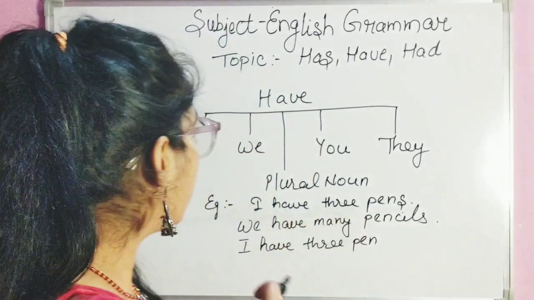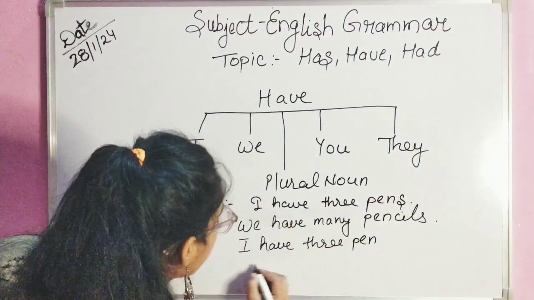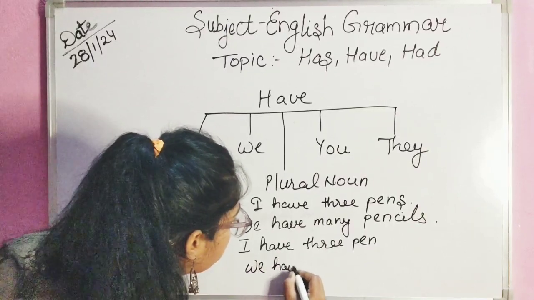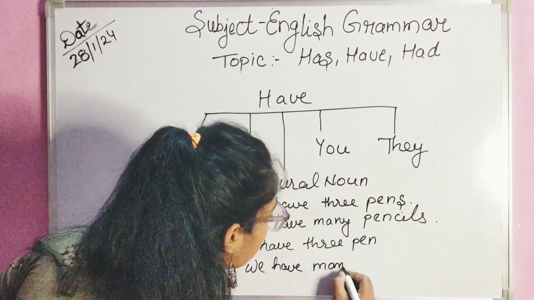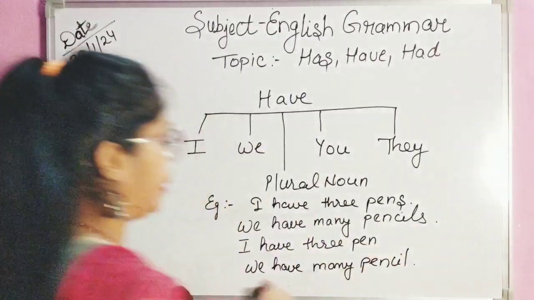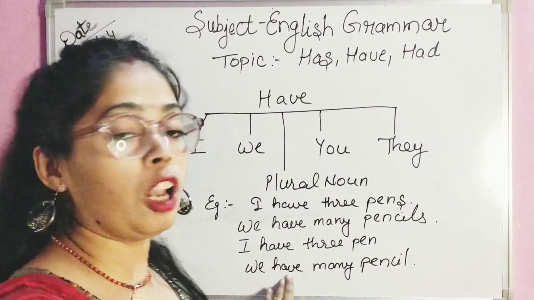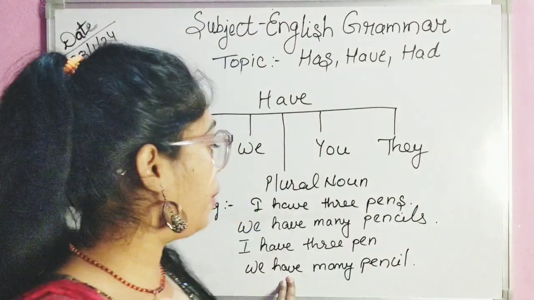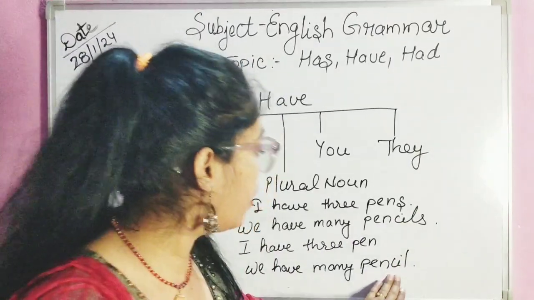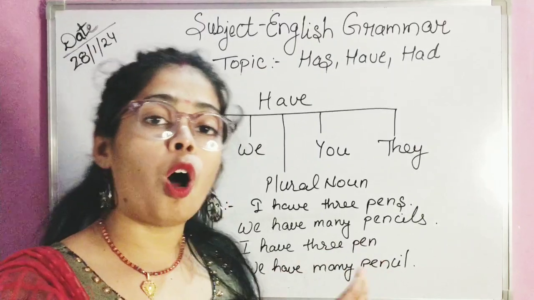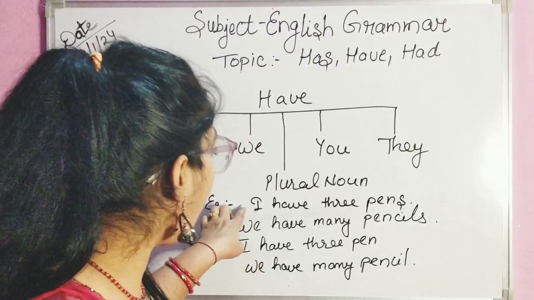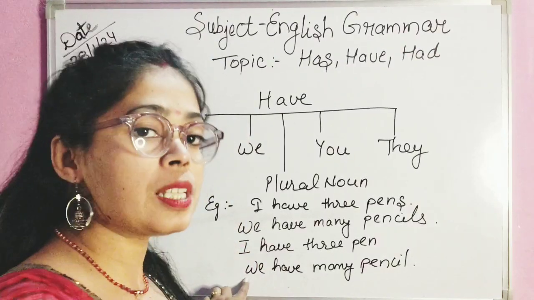And the same here: I have many pencils. If it is written, you can see, we have many pencil. With we we will always use have. It hardly matters whether it is pencils here or pencil here, with we we will always use have. Remember, with I and we we use have.